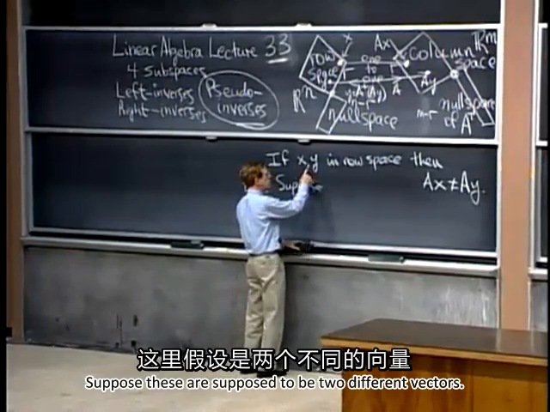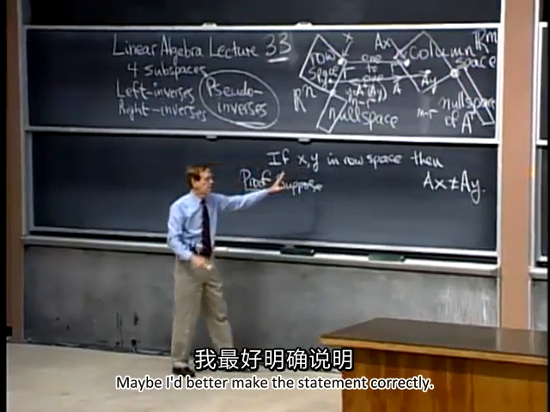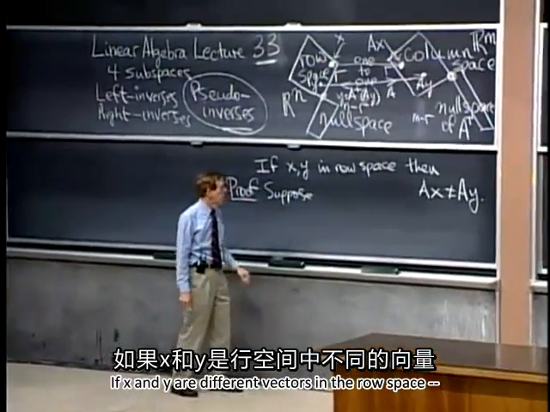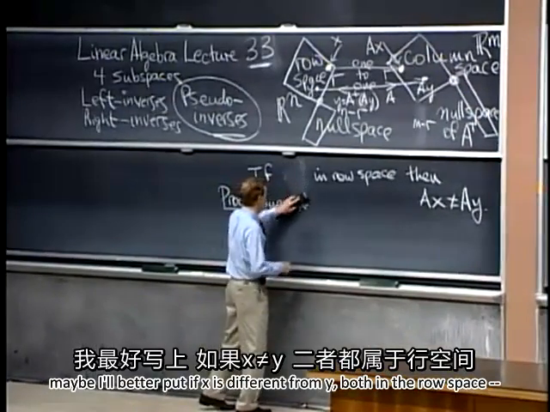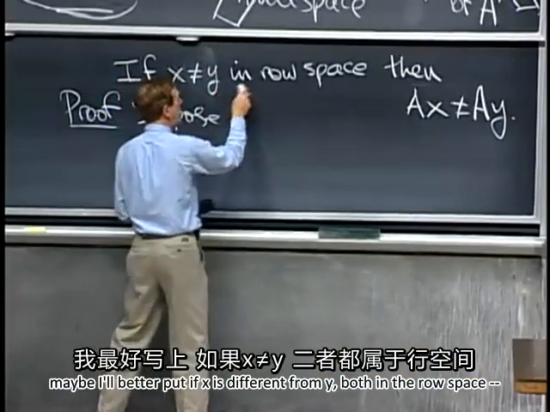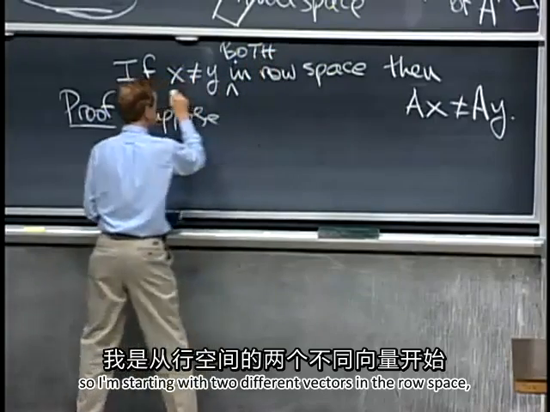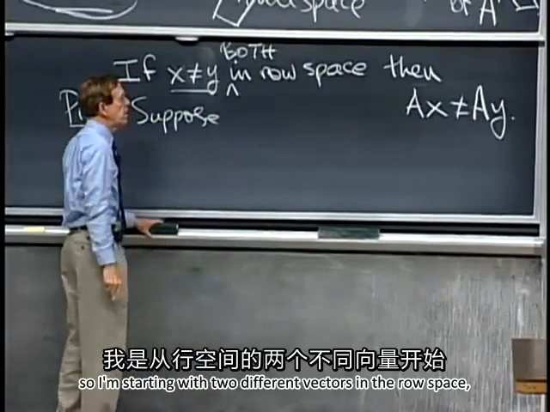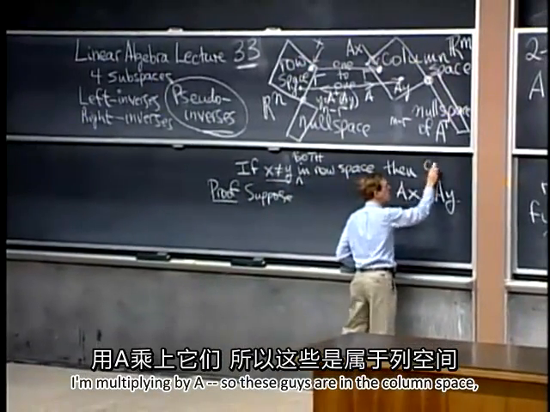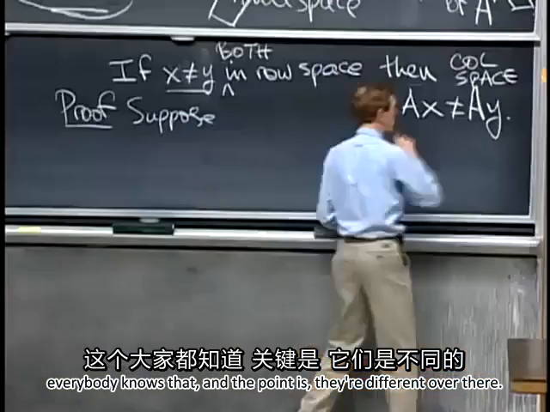So these are supposed to be two different vectors. Maybe I better make the statement correctly. If x and y are different vectors, maybe I'll better put, if x is different from y, both in the row space. So I'm starting with two different vectors in the row space. I'm multiplying by A. So these guys are in the column space. Everybody knows that. And the point is, they're different over there.